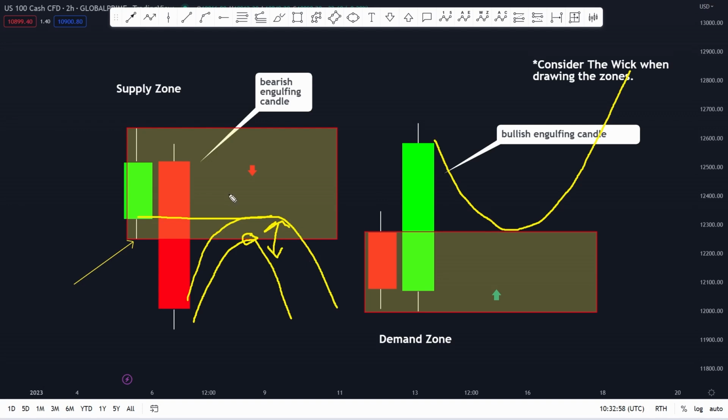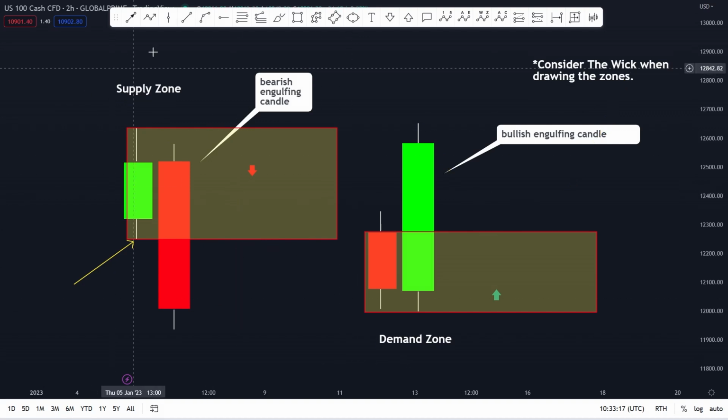Okay, so if you want to draw the zone in this kind of supply zone, and you want to reduce the possibility of getting into the market too early, that means you have to redraw your zone a little bit better. So in this kind of situation, we will draw the zone like this.